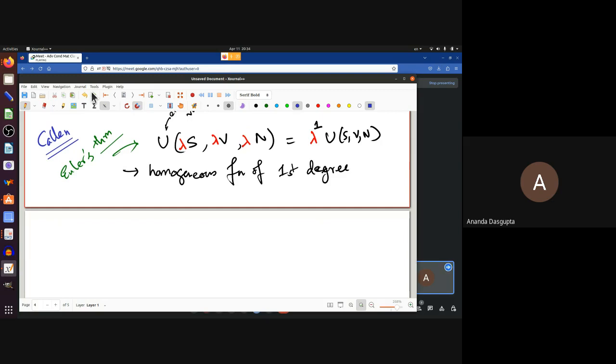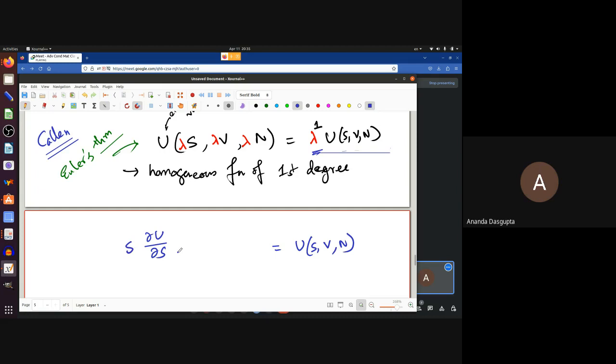If I were to differentiate both sides with respect to lambda, what will happen on the left-hand side? What will you get on the left? You differentiate this with respect to lambda, where is the lambda here? Only here, right? On the right, what will you get? U of S, V, N. You just get U again, right? On the left, you get del U del S into d of lambda S by d lambda.